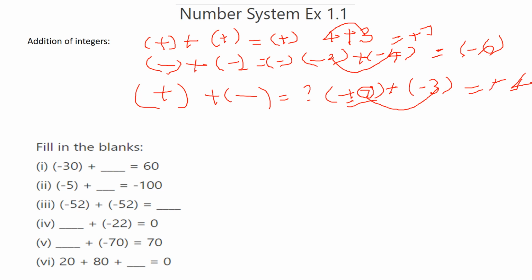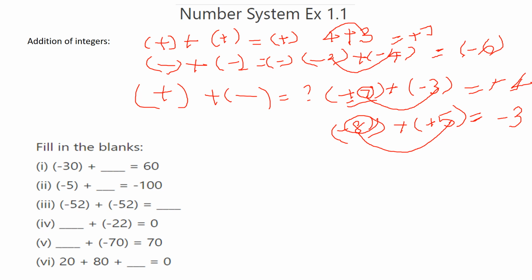Next example, minus 8 plus 5. That means first subtract the numbers, 8 minus 5, 3. What is the greater number's sign? The sign is minus. So you write the answer minus 3.